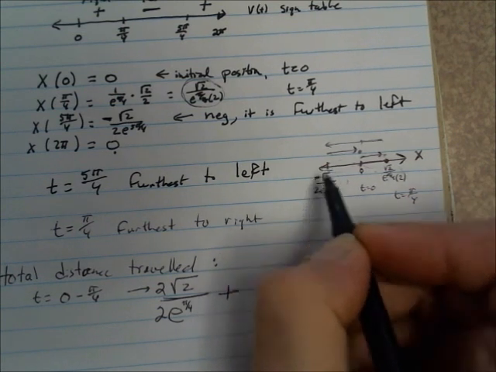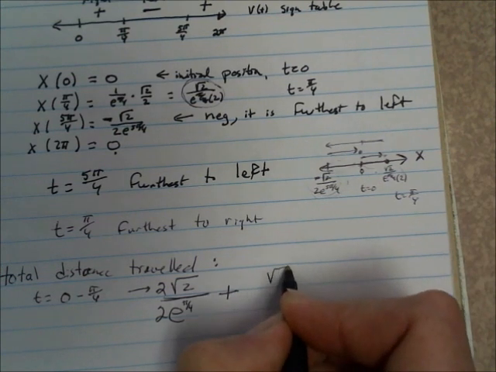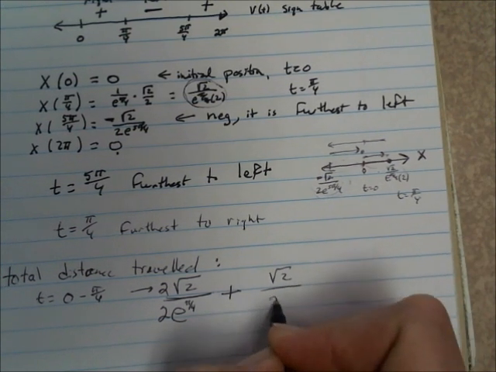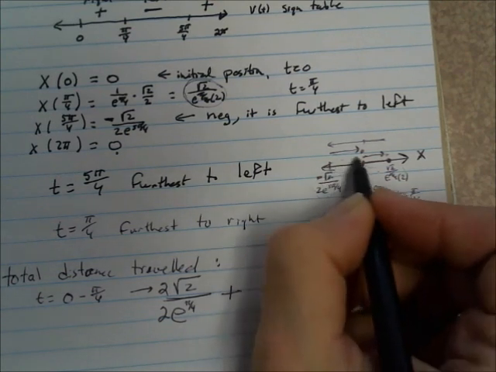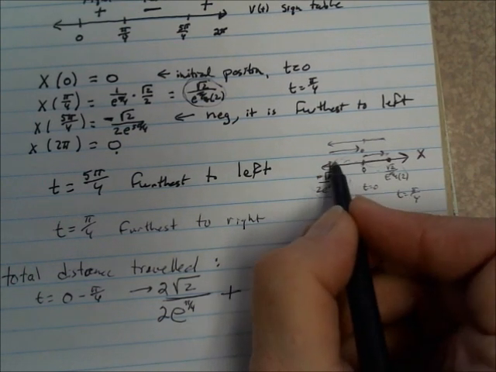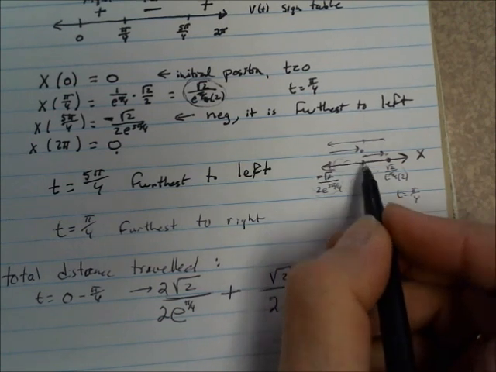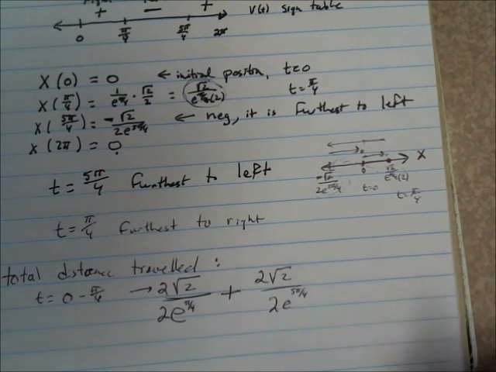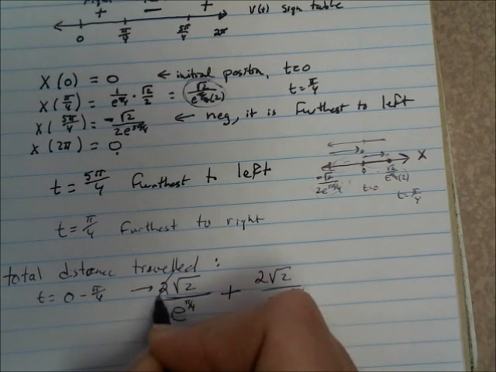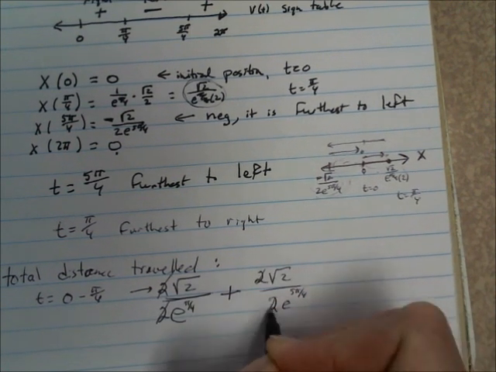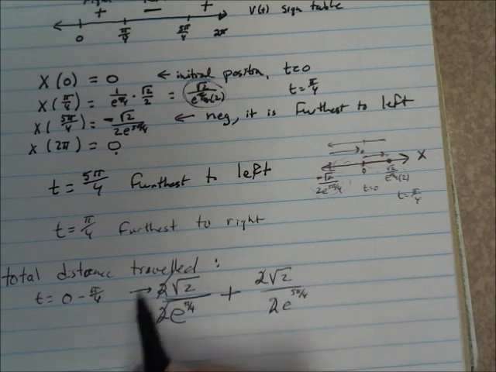So I'm just not going to put that negative on here. So we've got the square root of 2 over 2 e to the 5 pi over 4. That's this distance here. And then it traveled back that much again, so we actually have 2 of them. The only thing we can really do here is cancel out those 2's because they're common factors, but we don't even have to do that. That is the total distance traveled by that particle.